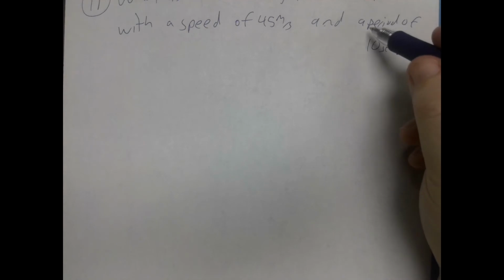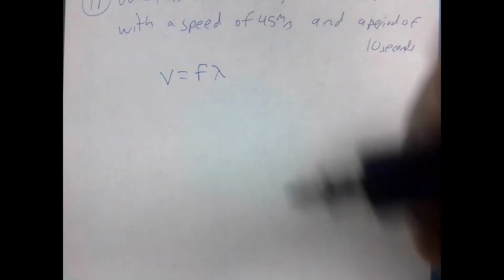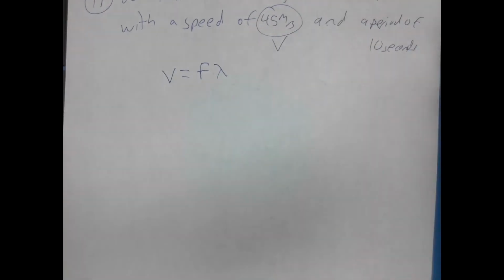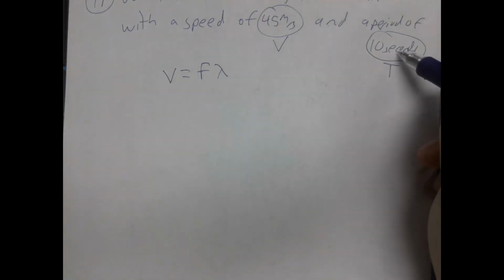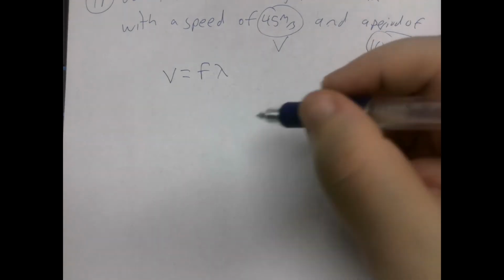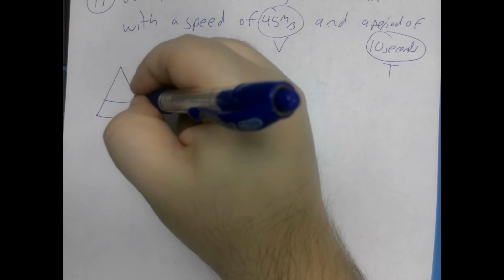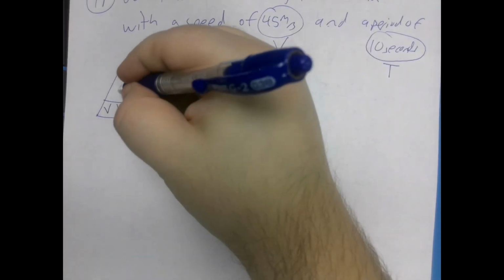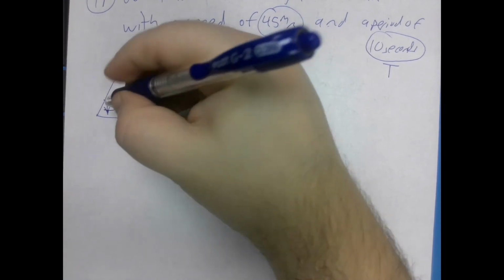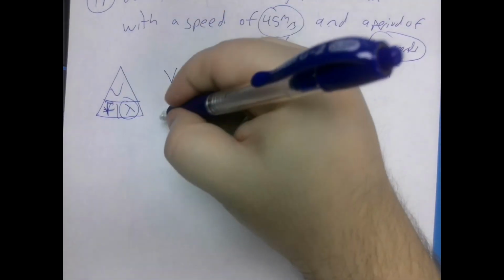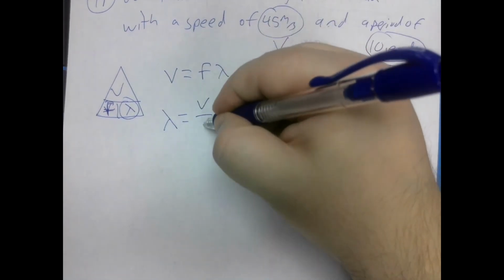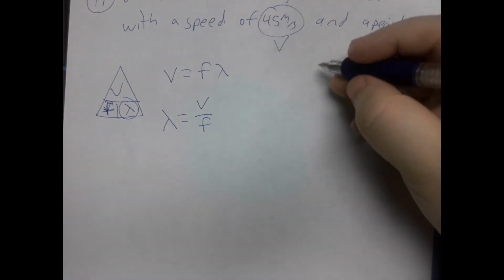So the deal here is we know that speed is equal to frequency times wavelength. This is our speed, and this is our period. A lot of people took the period and plugged it in for frequency. That is not what you do. So we have frequency times wavelength divided by speed, solving for wavelength. Wavelength is equal to speed over frequency. So we need to solve for frequency.